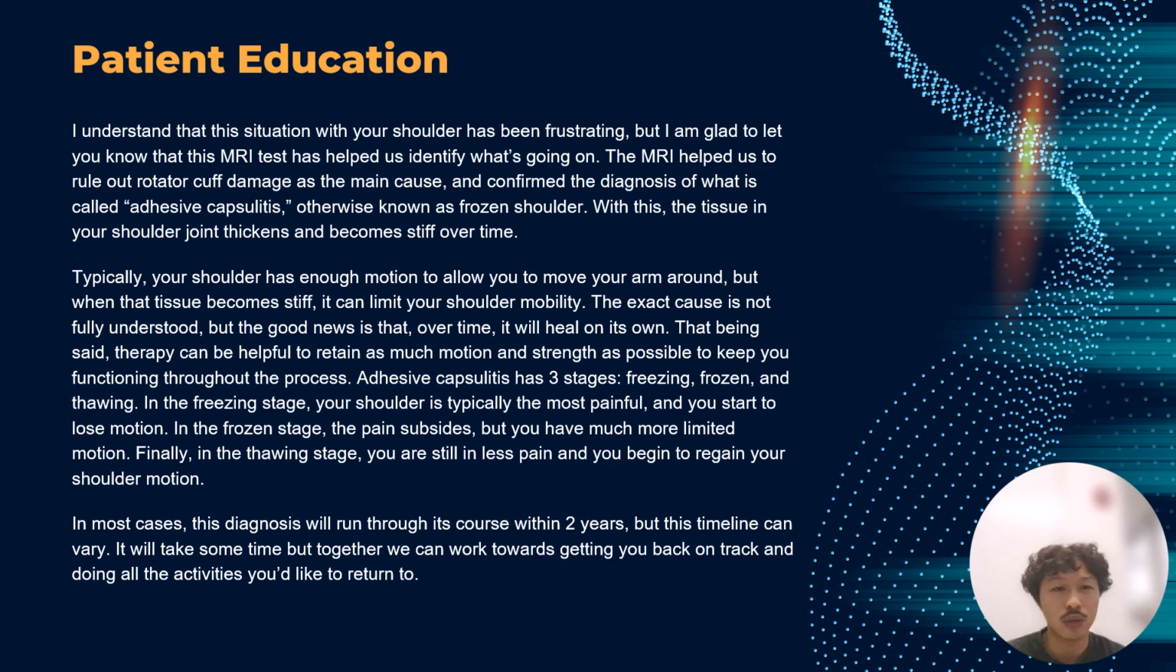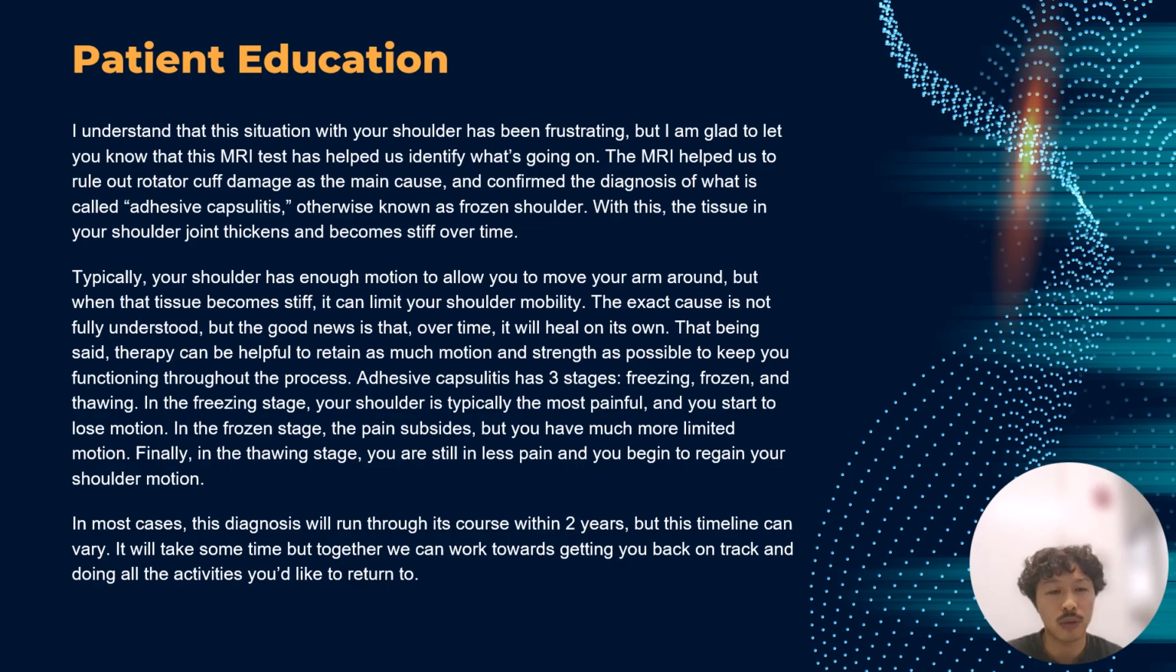I understand that this situation with your shoulder has been frustrating, but I'm glad to let you know that this MRI test has helped us identify what's going on. The MRI helped us to rule out rotator cuff damage as the main cause and confirm the diagnosis of what is called adhesive capsulitis, otherwise known as frozen shoulder. With this, the tissue in your shoulder joint thickens and becomes stiff over time. Typically, your shoulder has enough motion to allow you to move your arm around, but when that tissue becomes stiff, it can limit your mobility.